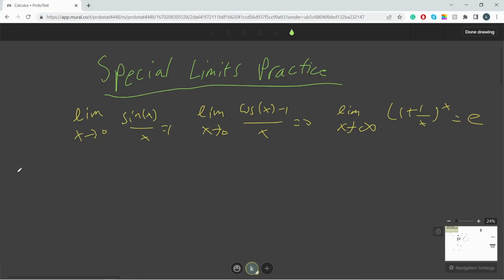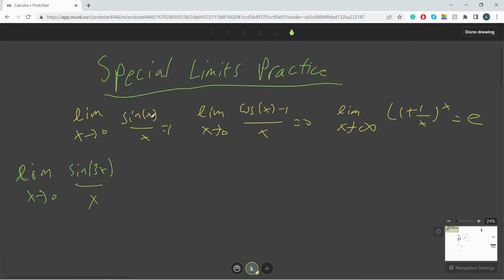So the first problem we're going to solve is the limit as x approaches 0 of sine of 3x over x. The first thing we want to do when we have these special limit problems is see which special limit we know that we can match up to. We see we have a sine over an x. What special limit from these three matches that form the best? And clearly this first special limit is what matches the form the best.